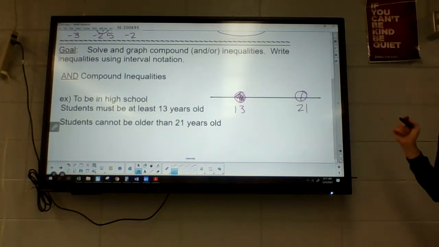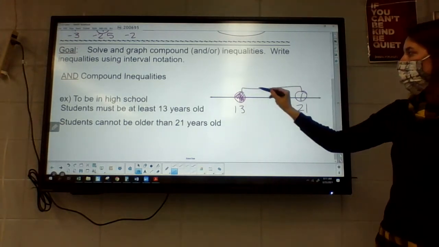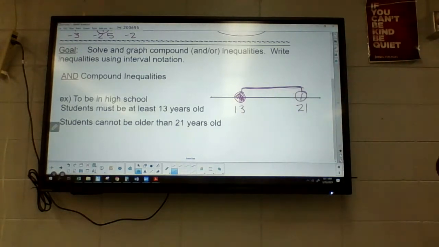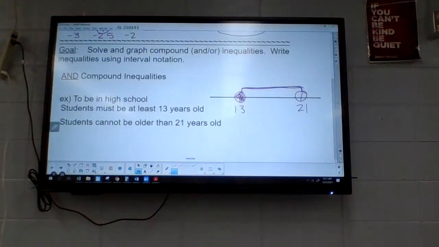So this is our range of values. What we're going to do to show that on a number line is draw a line between it, because any ages between there would work. So if I ask you and you say I'm 14, I'm 16, I'm 18, you are in that range of values that makes sense for a high school student.